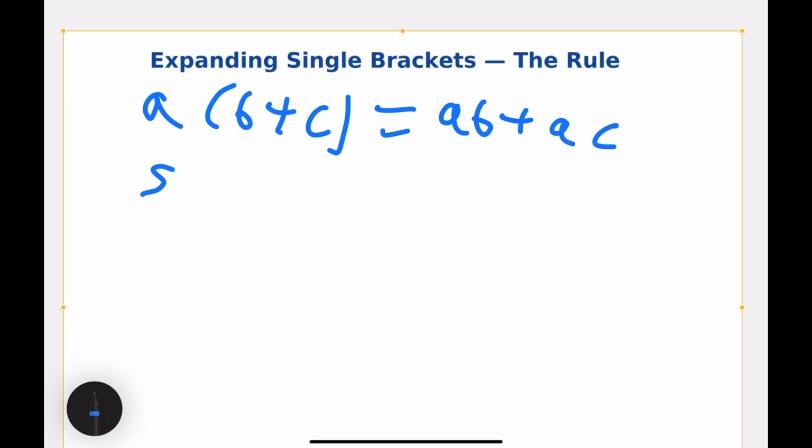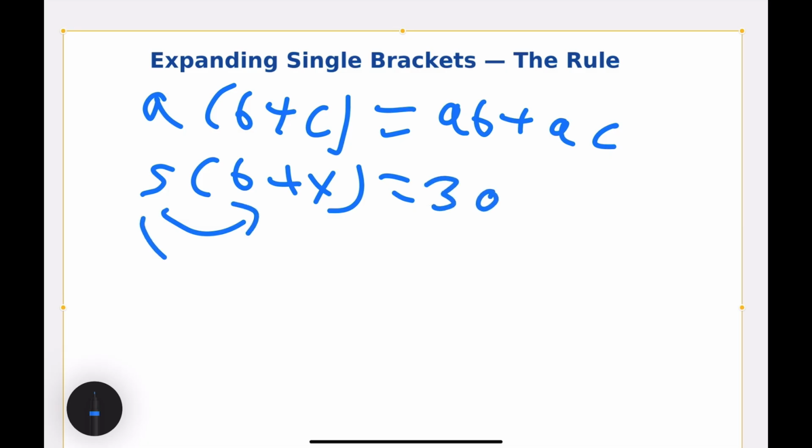Say we have 5(6 + x). That would be equal to 5 multiplied by 6 plus 5 multiplied by x. So you multiply the thing outside of the brackets, in this case 5, by the first thing in the brackets, 6, plus the second thing in the brackets, x. So 5 multiplied by 6 is 30, and 5 multiplied by x is 5x. So it'd be 30 + 5x. That is the general rule that you should apply when you are expanding single brackets.